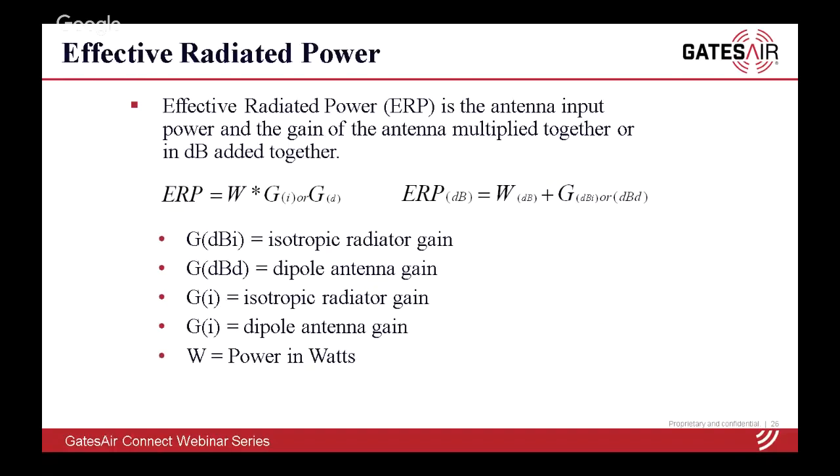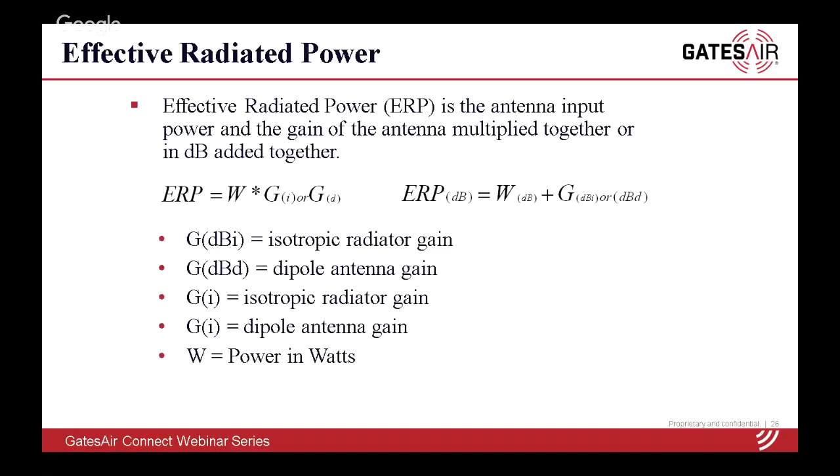Another important thing is effective radiated power. This is how much power the antenna is actually directing in a specific direction. Effective radiated power is the power and the gain of the antenna multiplied together, or added together in dB. So we have the two formulas there. For the ERP, we have the power in watts times the gain, and for the ERP in dB, the power in watts in dB, added to the gain. These are the formulas for that.